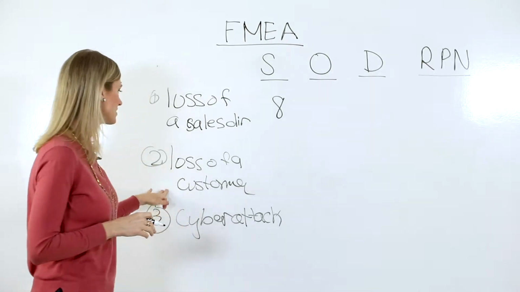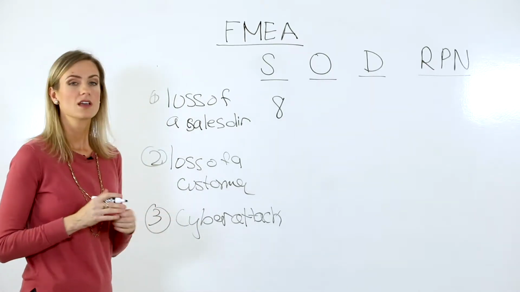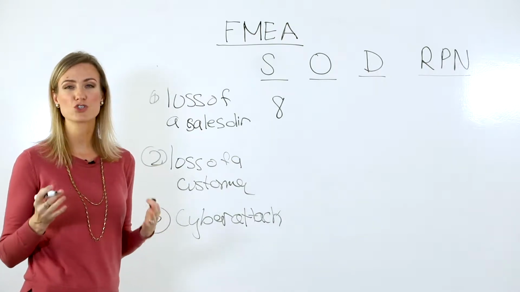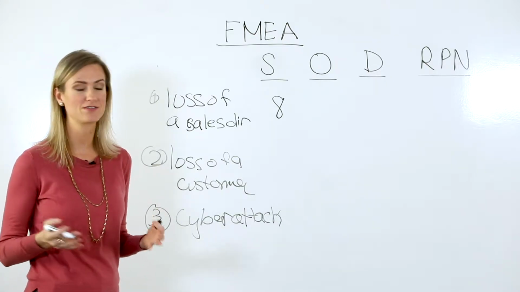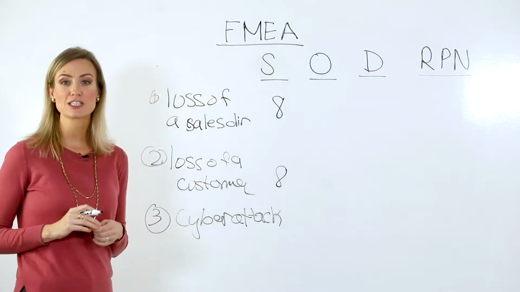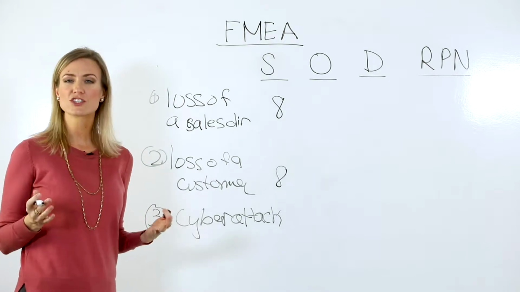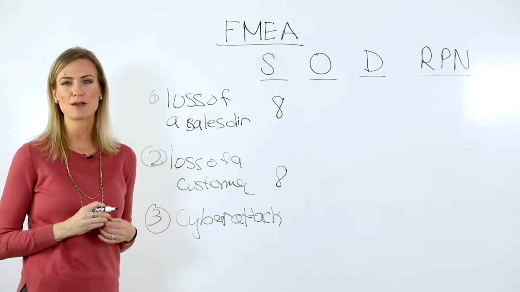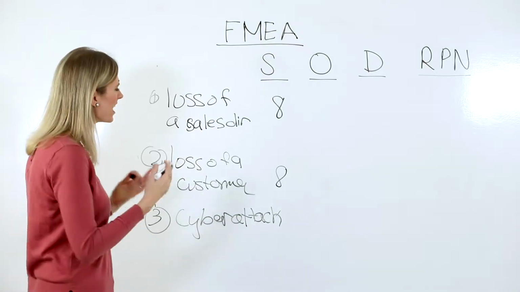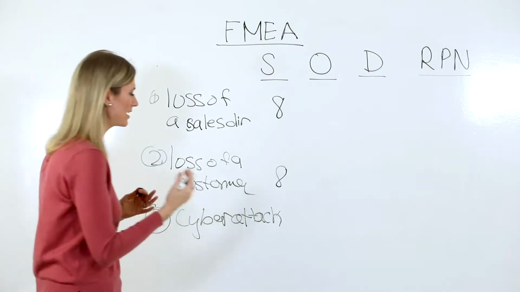Let's look at loss of a customer. If you lost a customer that was 20% of your total revenue, that would be very severe. Let's assume that is an 8. For cyber attacks, let's assume that you do have some processes and procedures in place. You have backups going off-site, and this would be less severe to your business, and let's give it a 4.